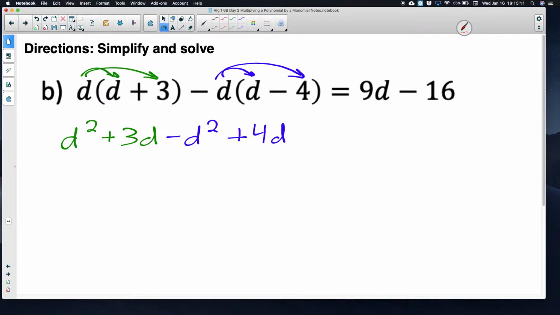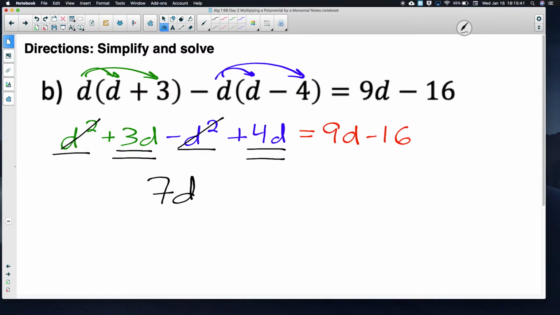And then I've got equals on the right-hand side, nothing I can do quite yet. So let's just drop 9d minus 16. Now, take a step back, see if you can combine like terms. You'll notice I've got d squared minus d squared, and I have 3d plus 4d. So d squared minus d squared, that's going to go away. D squareds are gone. Now I've got 3d plus 4d, that's going to give me 7d. And then on the right-hand side, I've still got 9d minus 16.